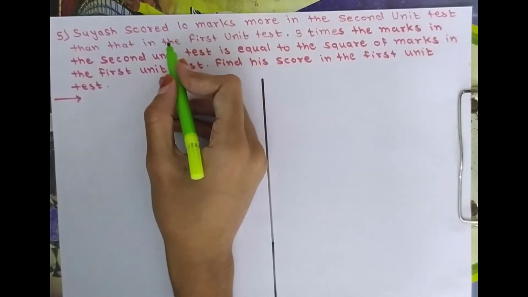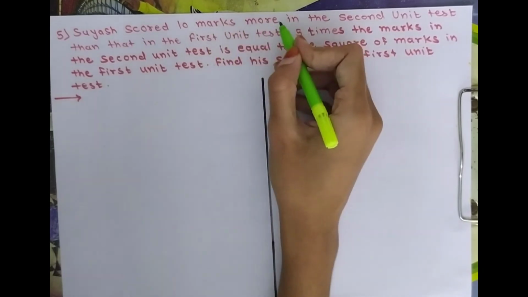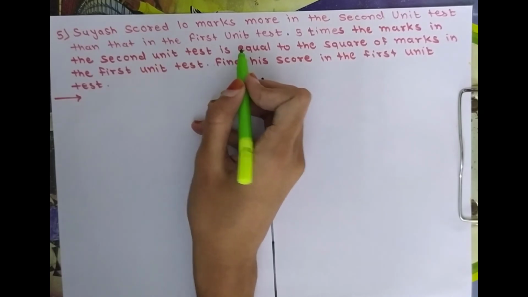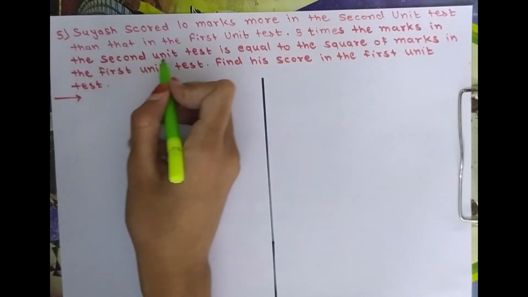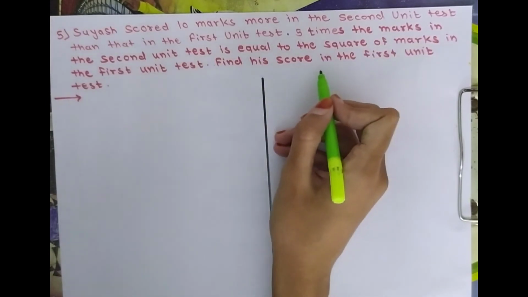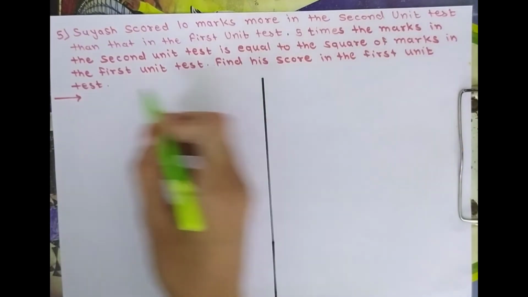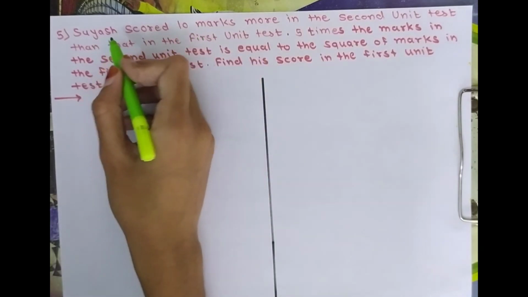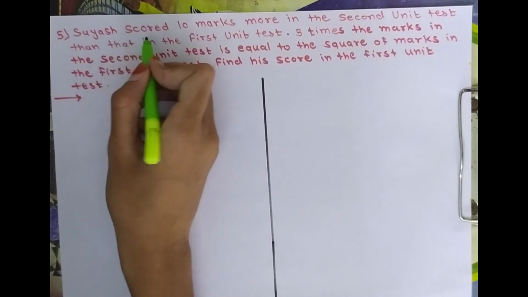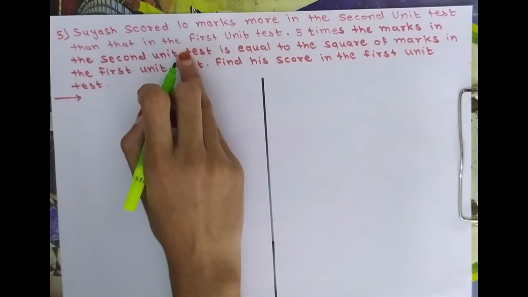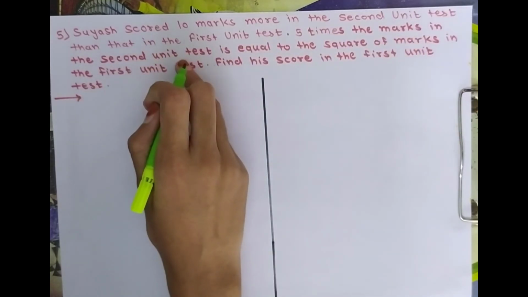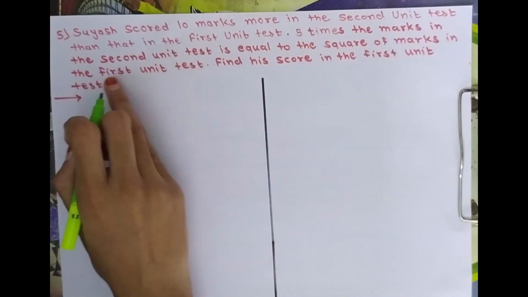Okay. Number 5 is Suyash scored 10 marks more in the second unit test than that in the first unit test. 5 times the marks in the second unit test is equal to the square of marks in the first unit test. Find his score in the first unit test. So here what? In second unit test, 10 marks more. He scored 10 marks more in second unit test than the first unit test. 5 times the marks in second unit test is equal to the square of marks in first unit test.